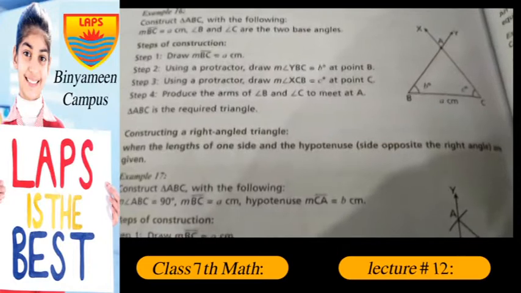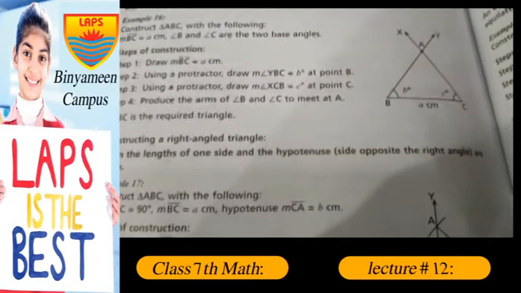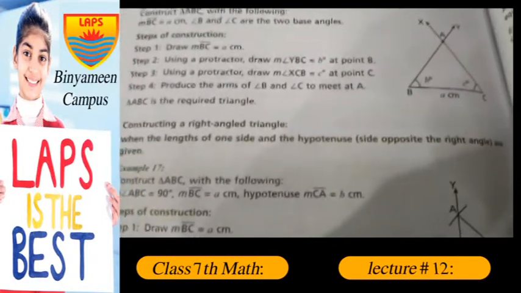Construct a right angle triangle when the length of the side opposite the right angle is given.